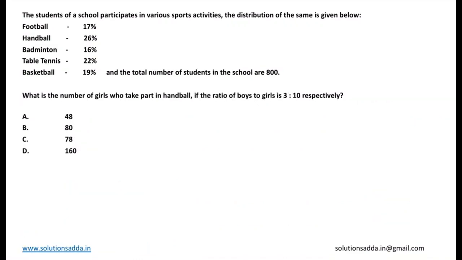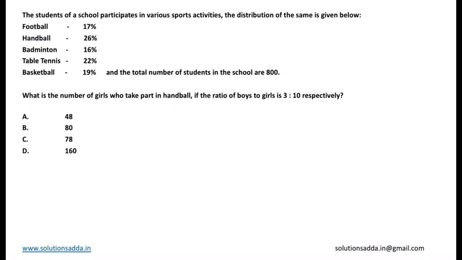This is an aptitude question based on percentage and ratio and proportion. The students of a school participate in various sports activities, and the distribution of the same is given below. Football 17%, handball 26%, badminton 16%, table tennis and basketball are 22 and 19% respectively. Total number of students in the school is given as 800. What is the number of girls who take part in handball if the ratio of boys to girls is 3:10 respectively? So we need to find out the number of girls who take part in handball, and given to us is the ratio of boys to girls.